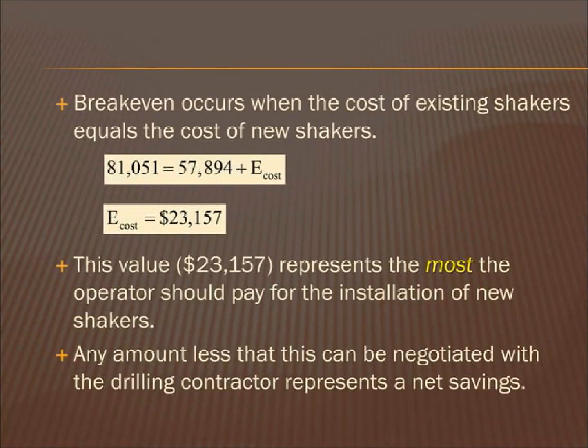We can analyze the concept of break-even by examining the cost of current and prospective shakers. Break-even can be determined at $23,157, which is the maximum amount that should be paid for installing new shakers. Any amount below this sum is likely to generate a net savings.